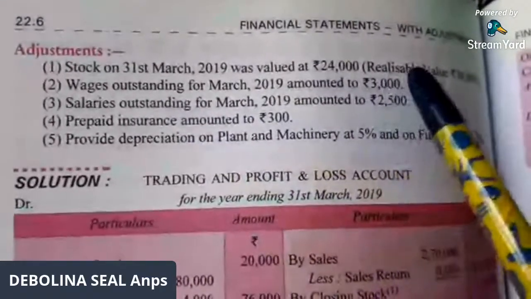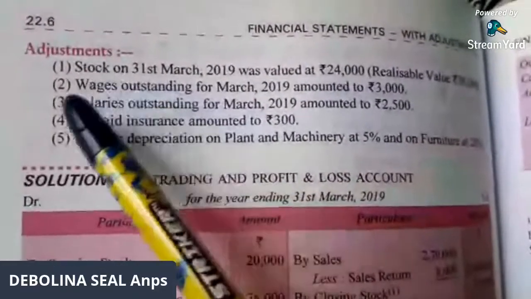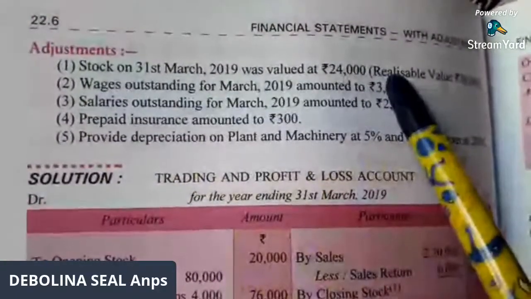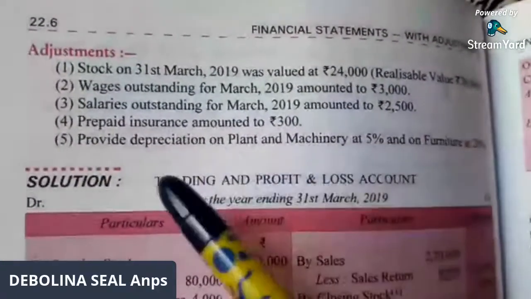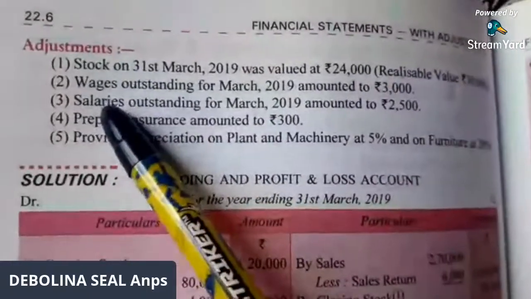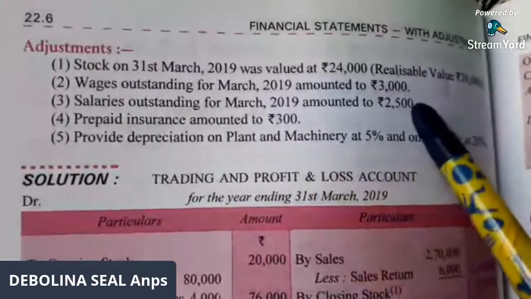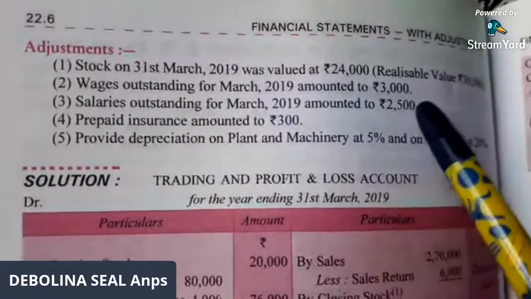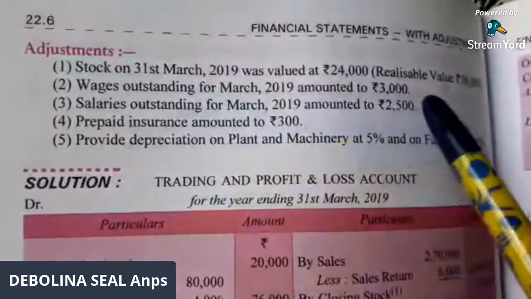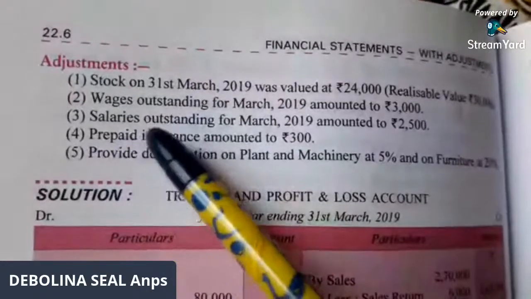Wages outstanding is how much? 3,000. Okay. So outstanding, how we are going to do? In the trading account, you are going to write "To wages", with that add outstanding 3,000, and in the balance sheet, on the liability side, you will show outstanding wages. Similarly, with salaries also you will do. In the profit and loss account, you will write "To salaries", with that add outstanding 2,500, and in the balance sheet you will show outstanding salaries 2,500. Okay, clear? Next we are going to do prepaid insurance.